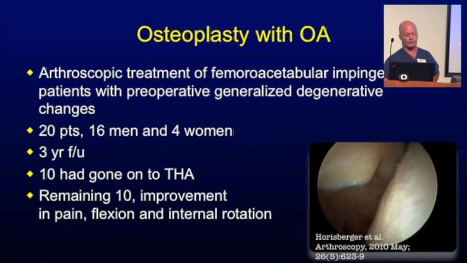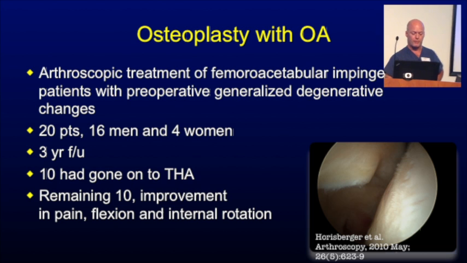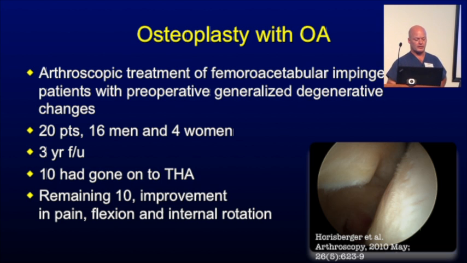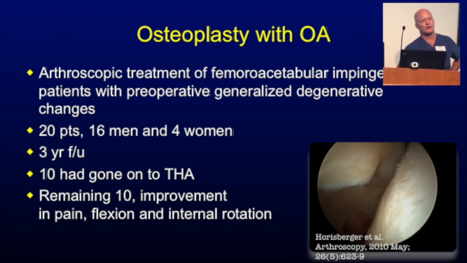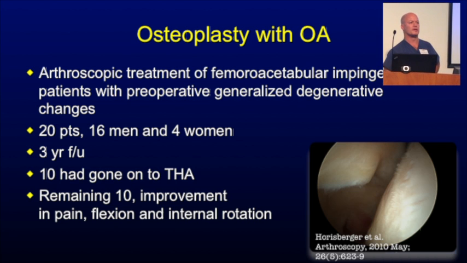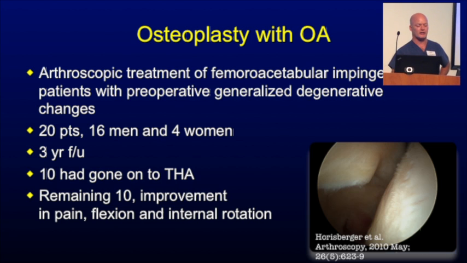Osteoplasty with osteoarthritis, or arthroscopic treatment of FAI with preoperative generalized degenerative changes. Sounds bad. 10 had gone on to a total hip at 3-year follow-up. The remaining 10 had improvement in pain and improvement in motion. So it depends on what the functional goals are, but tread carefully in this area where you already have defined objective criteria for arthritis, and we haven't conquered that, but we're working on it.